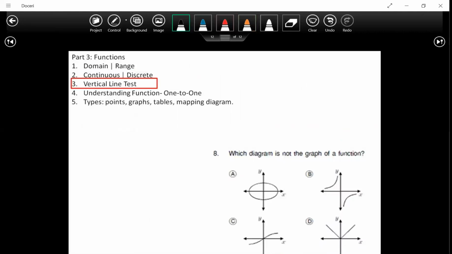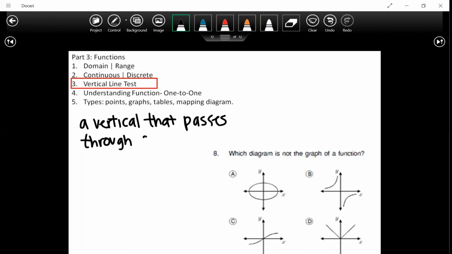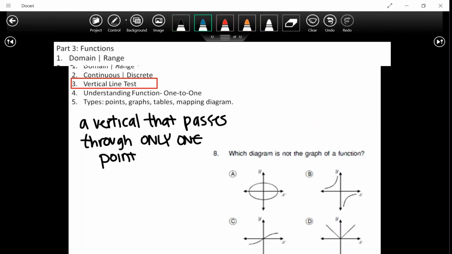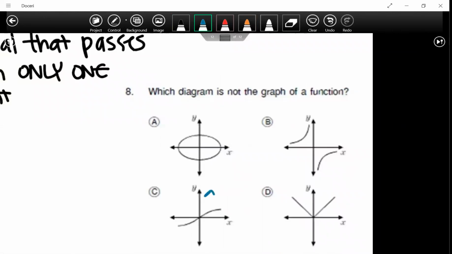which is a vertical line that passes through only one point. So in this case that we did here, the vertical line would pass through C because it only passes through that one point here. D is the same thing. Anywhere on that graph passes through one point. Even with B, it passes only through one point.